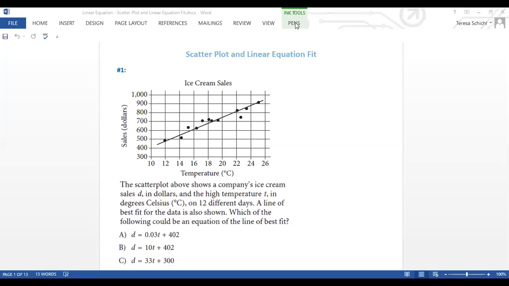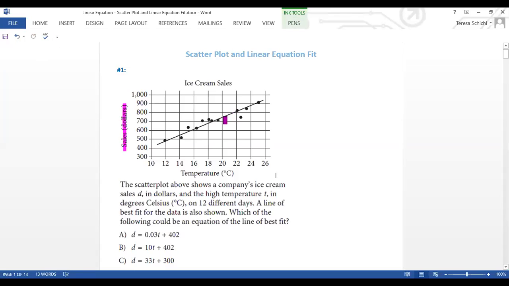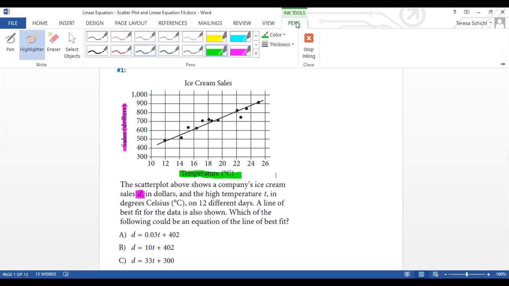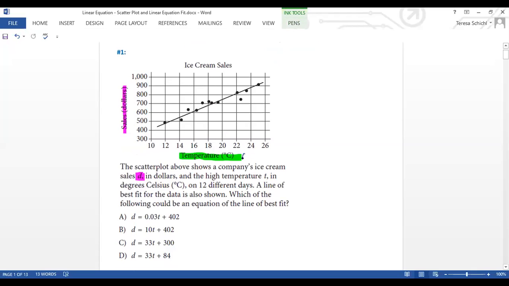Let's highlight the things. Let's say the scatter plot shows a company's ice cream sales, D, in dollars, and the high temperature T in Celsius on 12 different days. A line of best fit of the data is given. Which of the following will be the equation for the line of fit? Sometimes I tell the students, you can just say the temperature is your X value and the sales is your Y value.